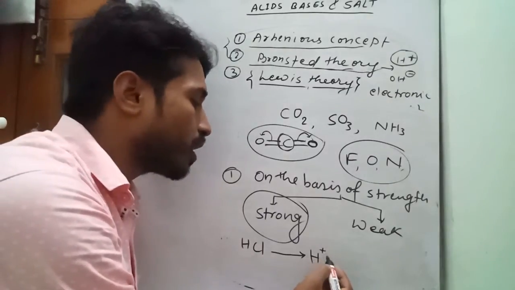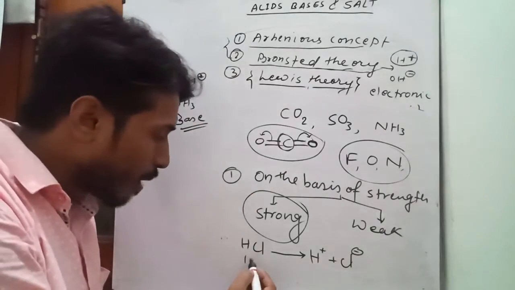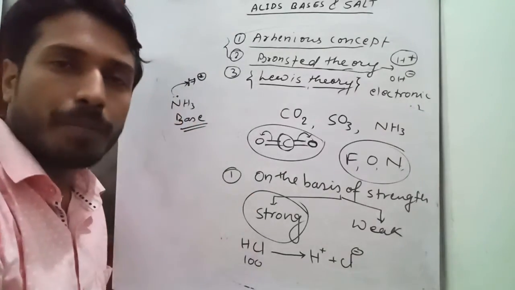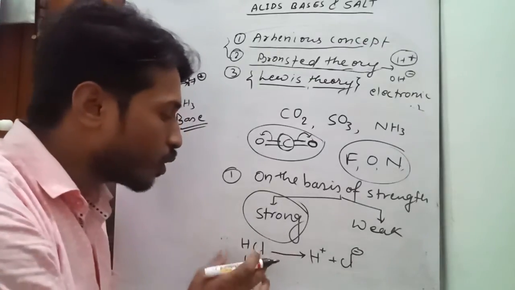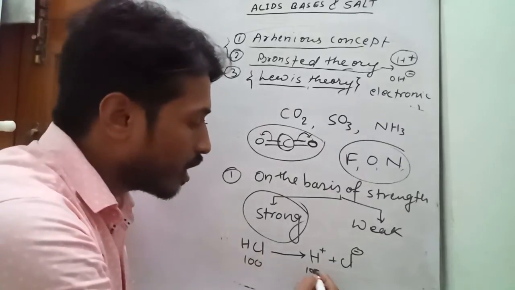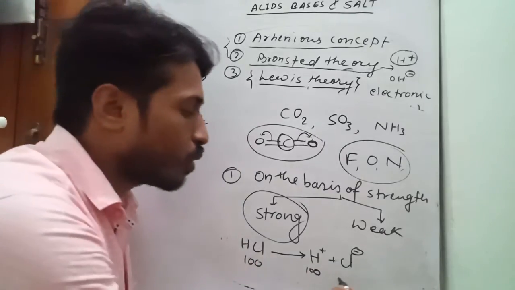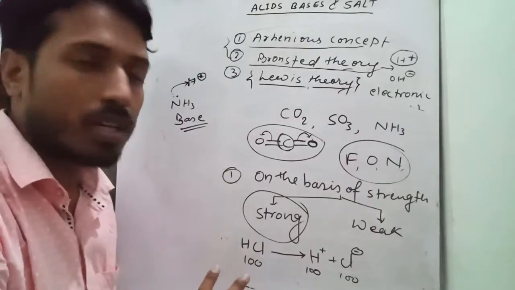It will dissociate 100% into its constituent ions. That means if you have taken 100 molecules of HCl, then 100 out of 100 will dissociate. That means not any molecule of HCl will remain here. That means 100 H+ ions will be produced and 100 Cl- ions will be produced here. So this is what a strong acid is.